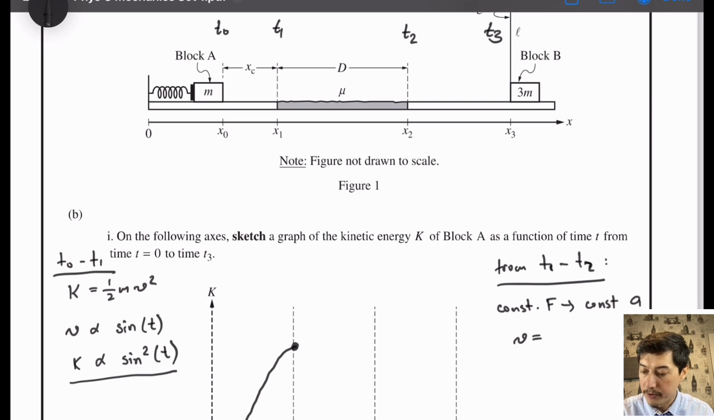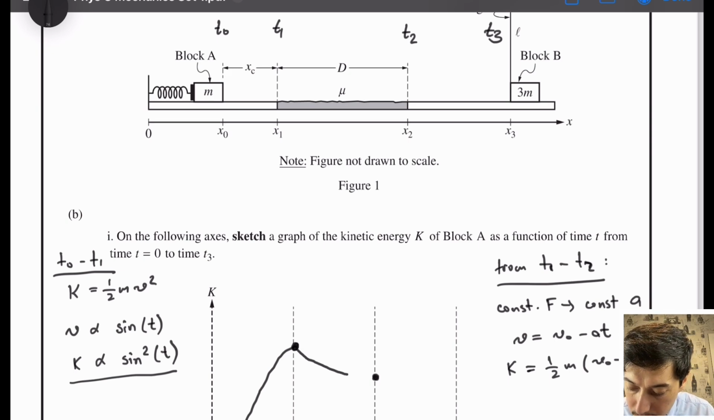Let's write the equation for speed. Speed is initial speed minus acceleration times t. So kinetic energy is going to be half m (v0 minus at) squared. So it's a quadratic equation, and the kinetic energy is going to get reduced. So at the beginning it was this point, then this point, and it's decreasing as a quadratic equation like this.